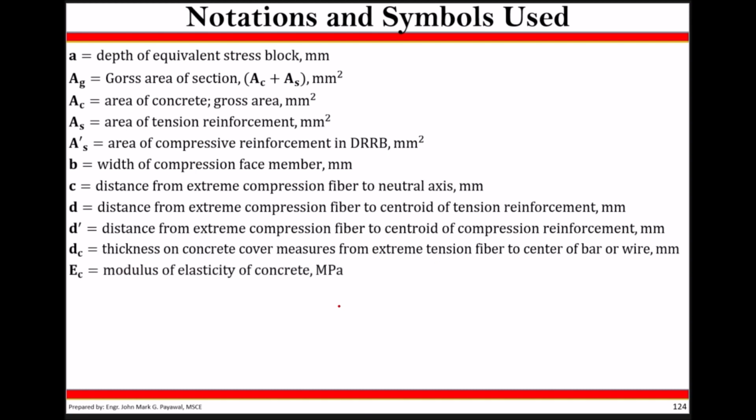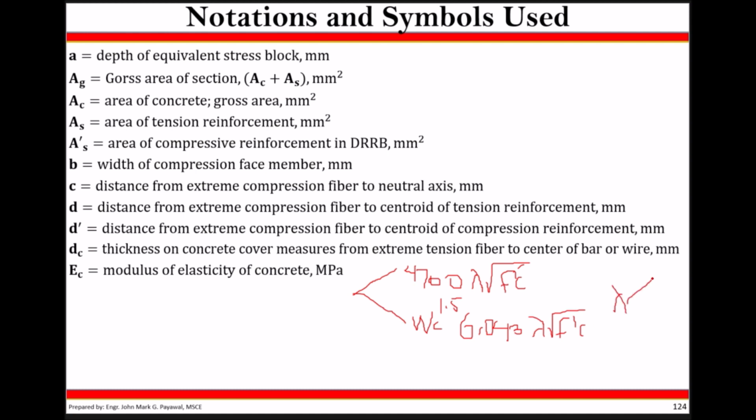E sub C is similar to what we have discussed before, which is the modulus of elasticity of concrete, and can be measured two ways. One is 4700 times the square root of Fc prime, or it could be equal to Wc, the weight of your concrete, raised to the 1.5, times 0.043 times lambda multiplied by the square root of Fc prime. Remember that lambda has two values, either 1 or 0.75. When does it happen to be 1? When it is normal concrete, or if the weight of your concrete is not specified, we assume it's normal weight. It's 0.75 if it's lightweight concrete. So that's your E sub C.